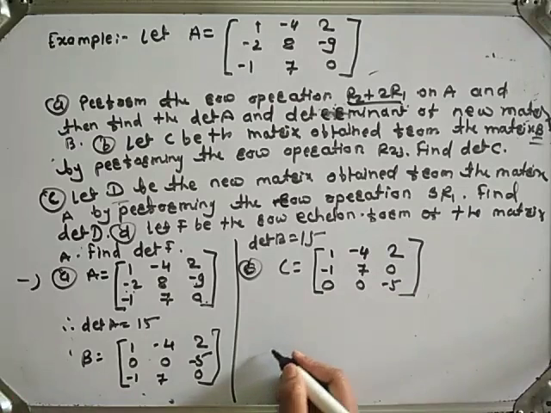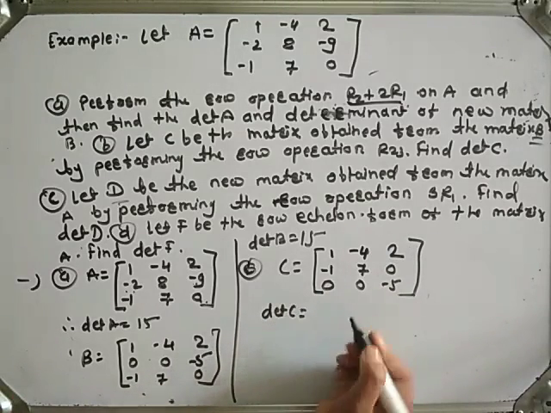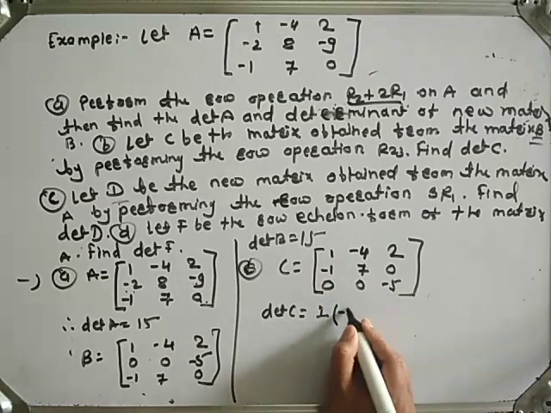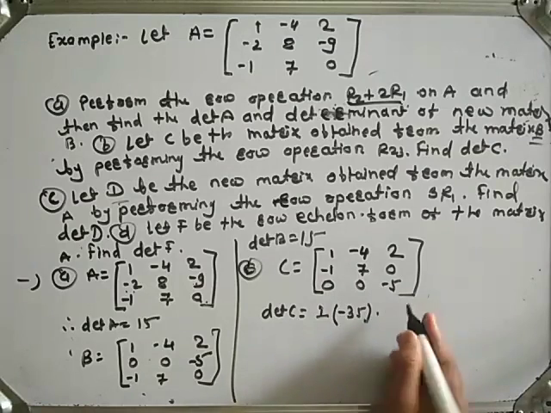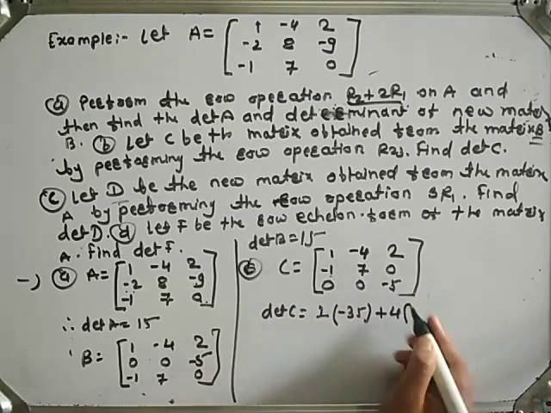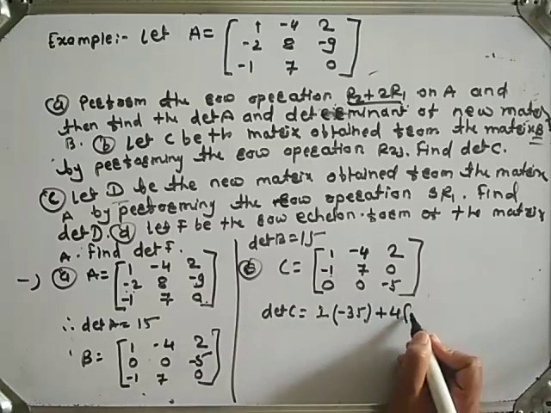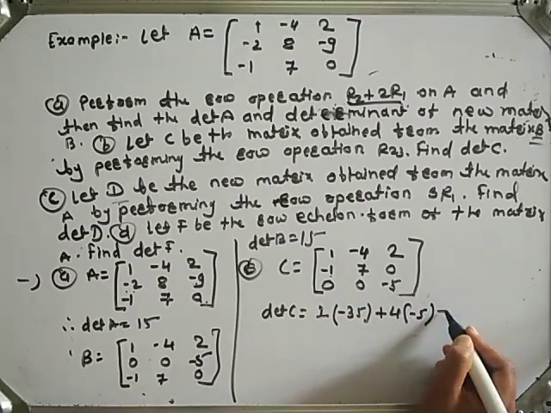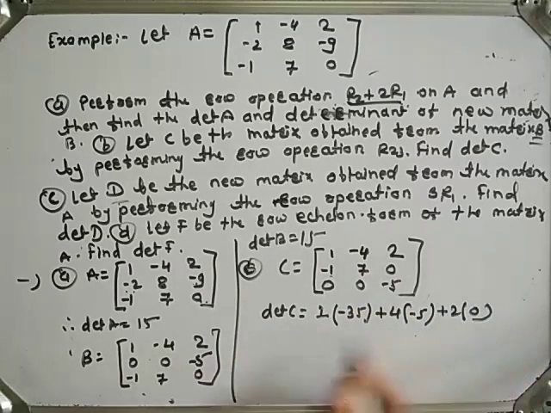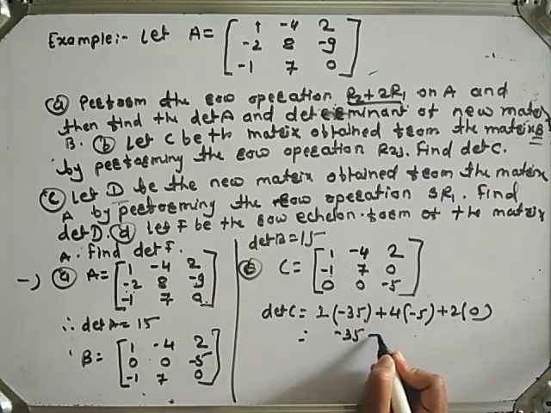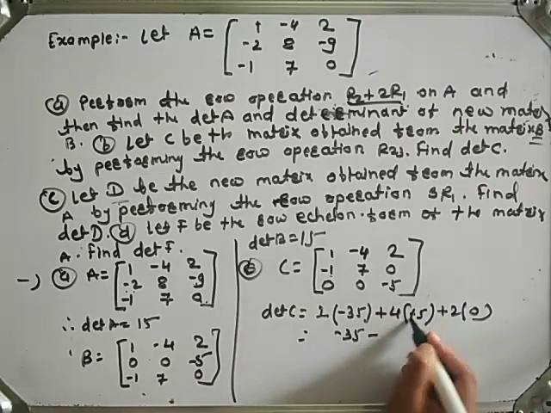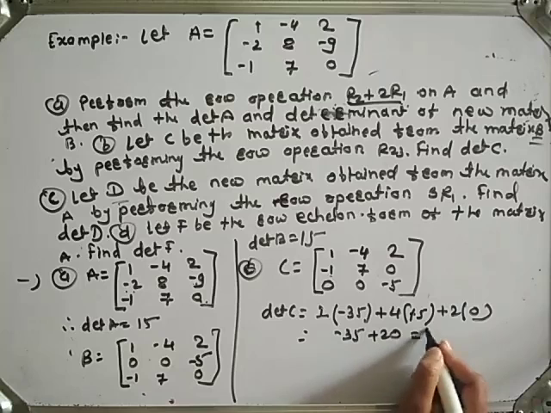Okay, calculate determinant of C. 1 into, this is minus 35 minus 0, no need to write down, plus 4 into, minus minus becomes plus, 5 minus 0, no need to write down, plus 2 into again 0. Okay, this is minus 35, sorry, here it is plus 20, which equals 50 minus 50.